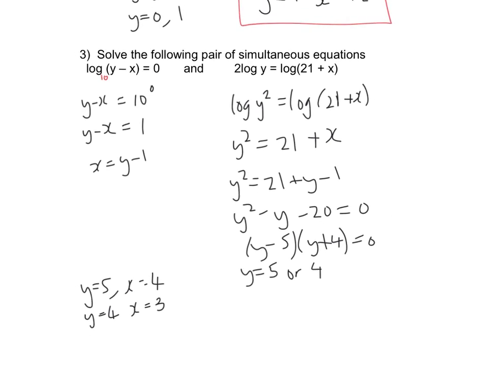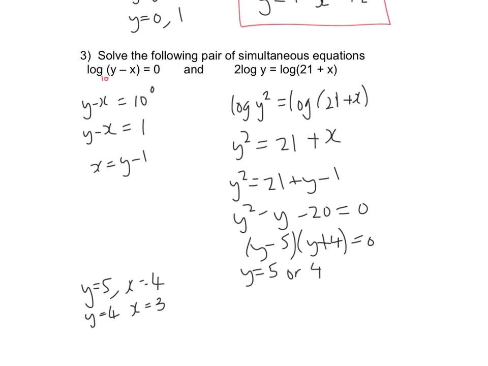And a quick check, when you do the log of 1, you get 0. So that's why there's a difference of 1 in these two numbers. 5 minus 4 or 4 minus 3 gives 1, and the log of 1 will be 0. And it fits into the second equation as well.